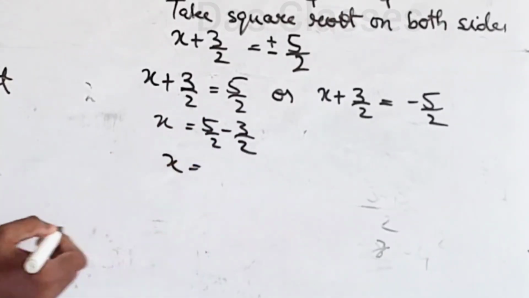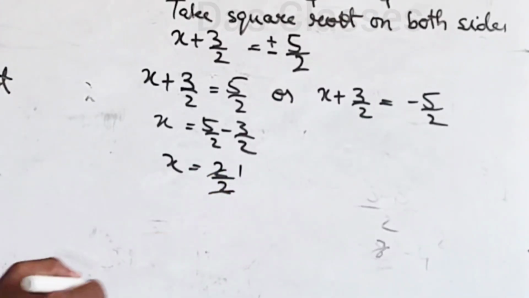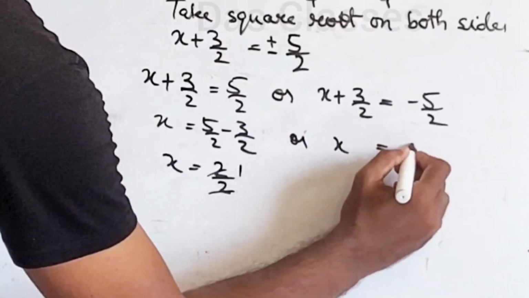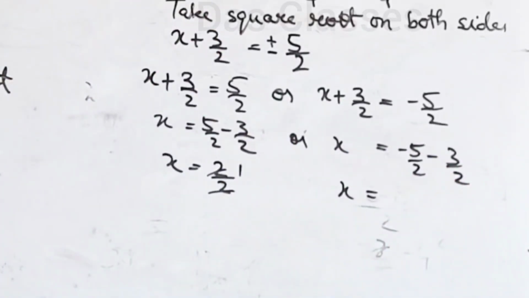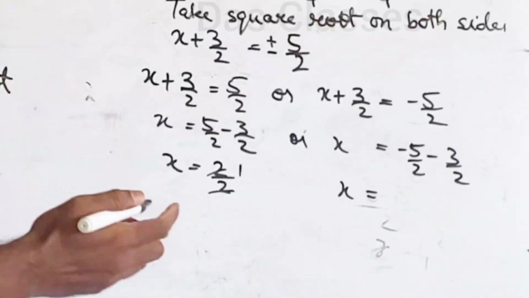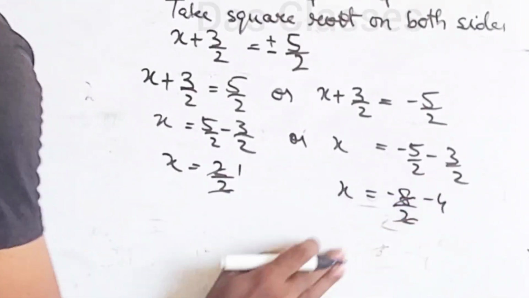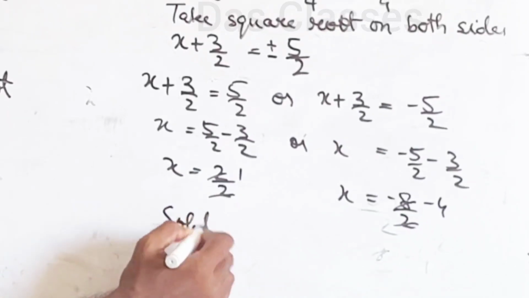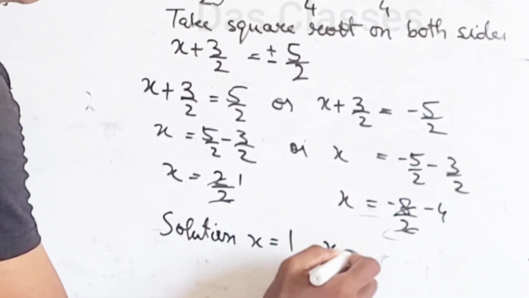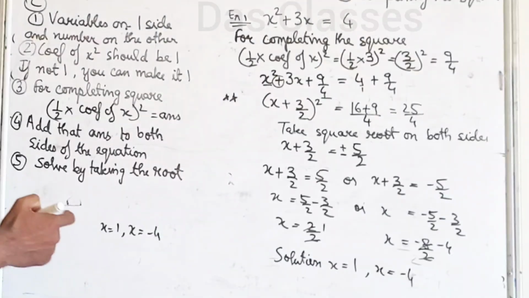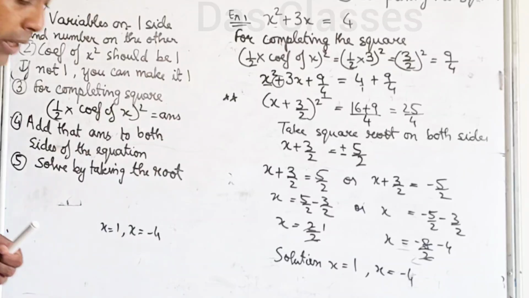Therefore x, the denominator is the same, so I can directly subtract. 5 minus 3 is going to be 2, 2 upon 2 is 1. On the other hand, x is equal to minus 5 upon 2 minus 3 upon 2. Again the denominator is the same, so I can directly solve it. Minus 5 minus 3 is minus 8, 8 upon 2 is minus 4. So the solution is x will be equal to 1 or x should be equal to minus 4. And check the answer. We have got the same answer even by solving by the completing the square method.